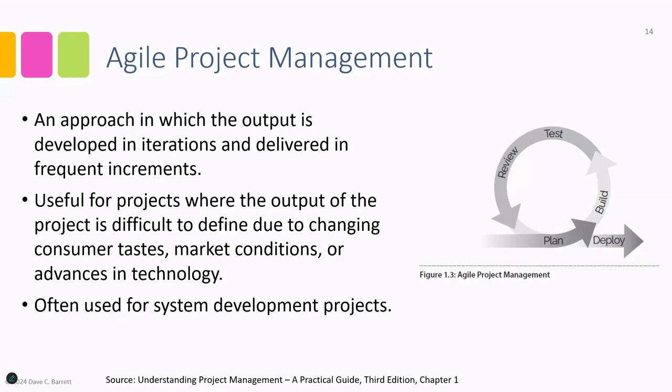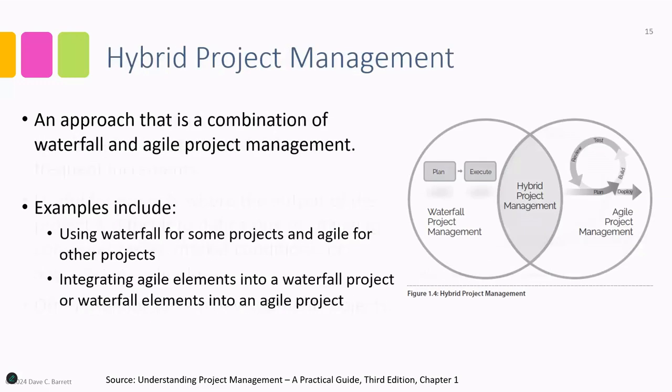And then hybrid project management. This is a combination of waterfall and agile project management, where organizations attempt to use portions of each, in effect to achieve the best of both worlds. And you can see it's the overlap between waterfall and agile within the graphic on the right side.